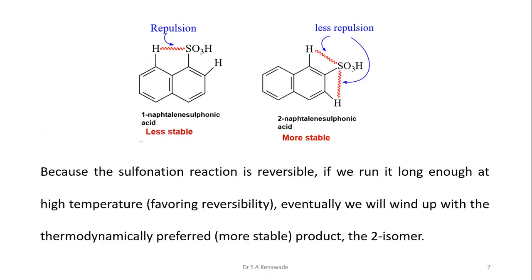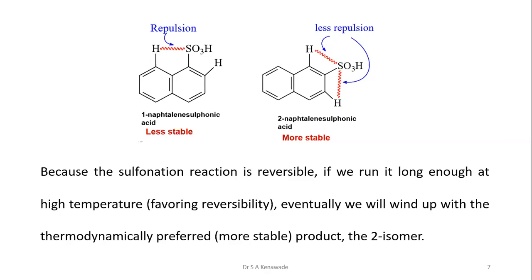In the next slide, we will see the alpha position sulfonic acid, or 1-naphthalene sulfonic acid. Its product form is less stable because sulfonic acid is a very bulky group, and at the 8 position the proton and the sulfonic acid will repel each other. Hence, the product form of 1-naphthalene sulfonic acid is less stable.